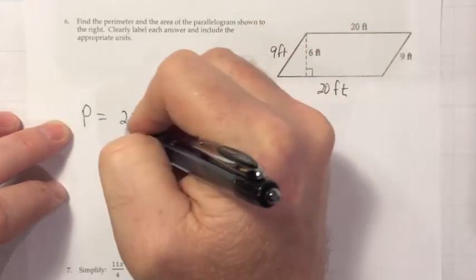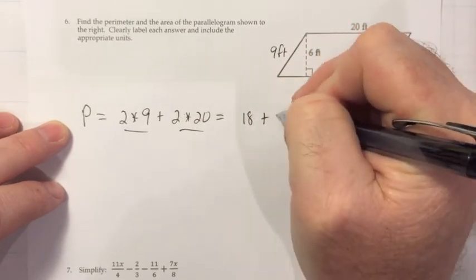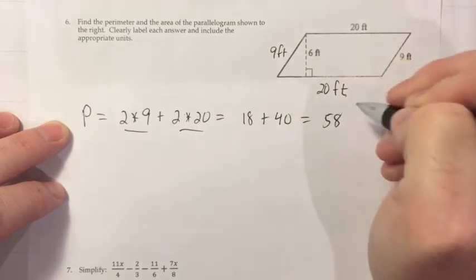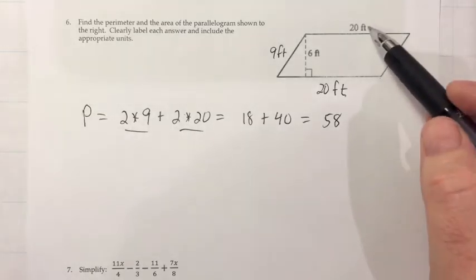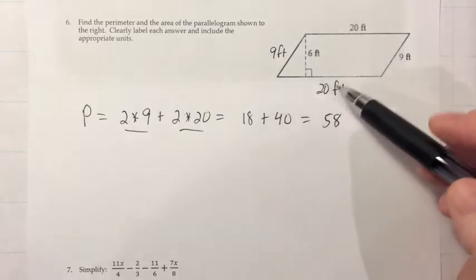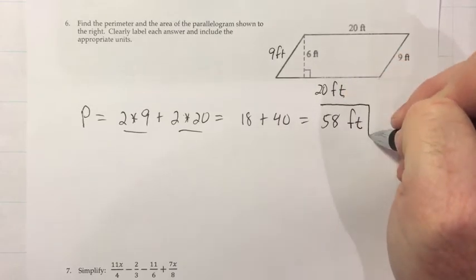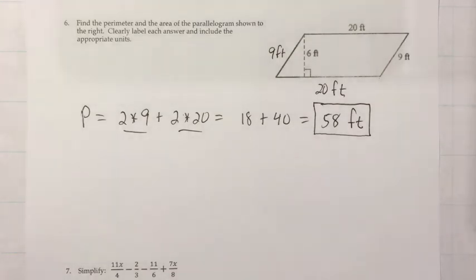And then just do those individual pieces, following order of operations, so we get 18 plus 40, and then add those together, and we get 58. And then we just need to think about what kind of units we would have on that. And when you're adding things, they don't change the type of unit. So 9 feet plus 20 feet plus 9 feet plus 20 feet is 58, and it's still feet. So if you were to walk around that entire parallelogram, it'd be 58 feet in total that you're walking.